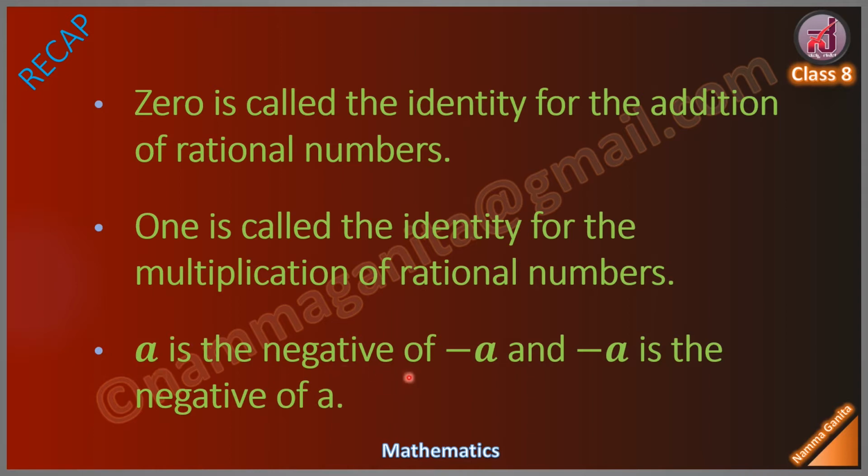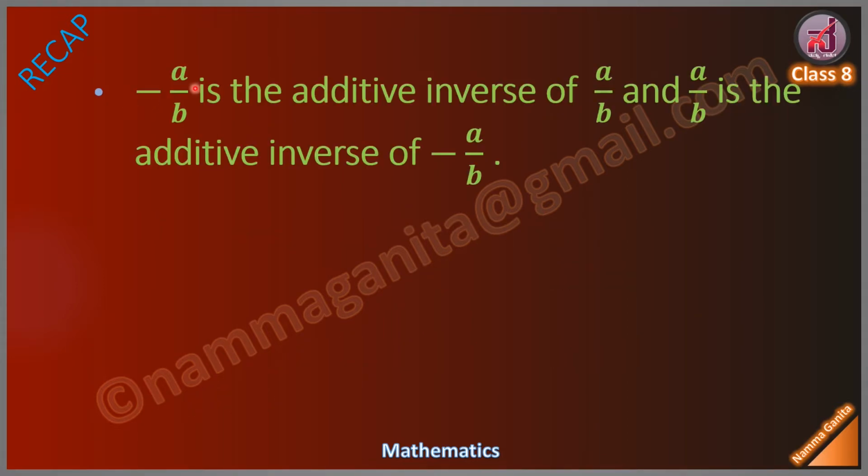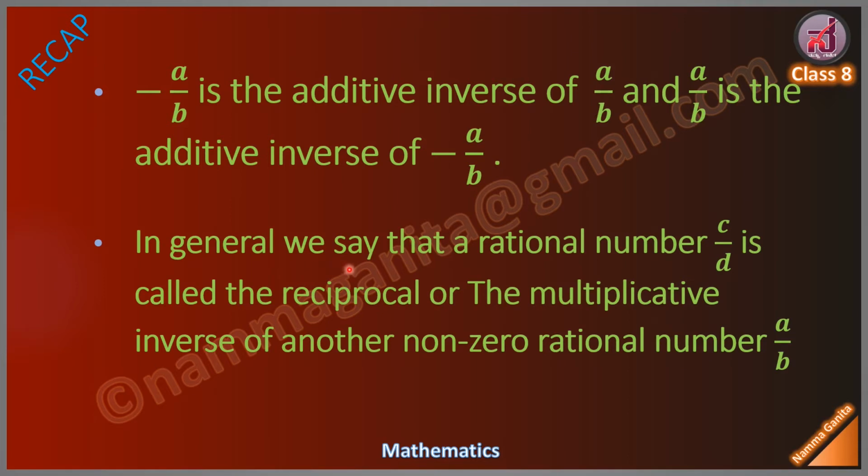A is the negative of minus A and minus A is the negative of A. Next point, minus a by b is the additive inverse of a by b and a by b is the additive inverse of minus a by b. In general, we say that a rational number c by d is called the reciprocal or the multiplicative inverse of another non-zero rational number a by b if a by b into c by d equals 1.